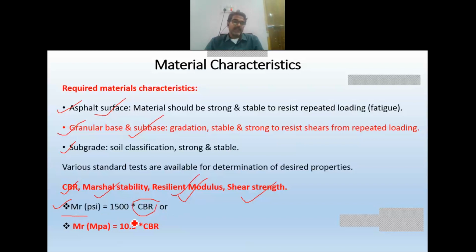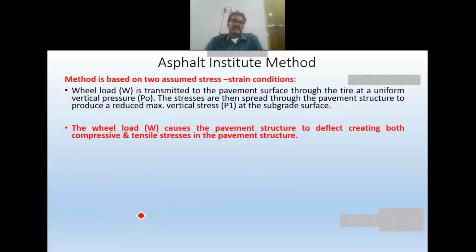Now, in today's class, we use the CBR value of the soil subgrade expressed in terms of percentage, and MR is expressed in terms of PSI. Therefore, remember the resilient modulus of subgrade soil is equal to 1500 times CBR value. So these are material characteristics.